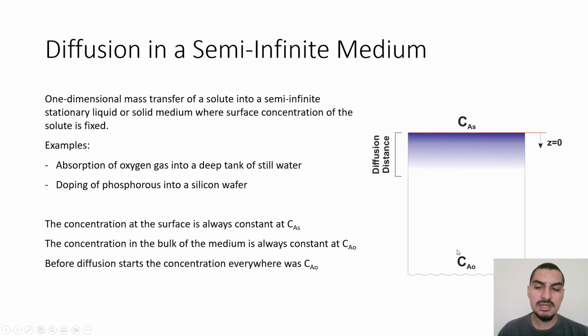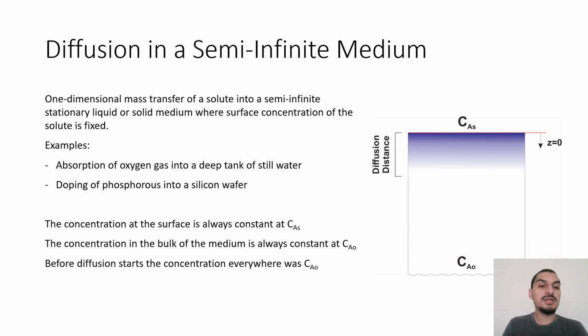You can think of this like these two cases. If you have oxygen diffusing in water, it's diffusing in at the top surface of water and it's not reaching the other side. It is like doping of phosphorus in a silicon wafer, which is a problem that we will solve. If you dope sulfur or phosphorus in silicon, despite the silicon not being very thick, the diffusion takes place in a very, very thin layer on the surface. That's why it's considered a semi-infinite medium.